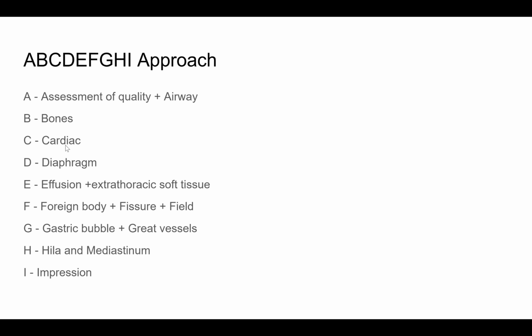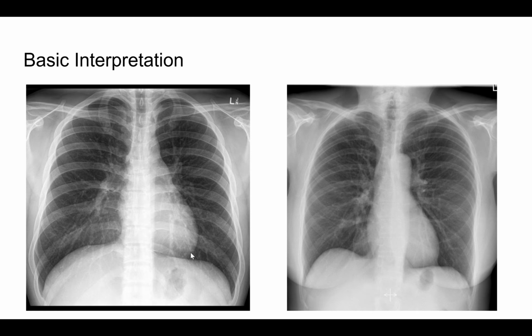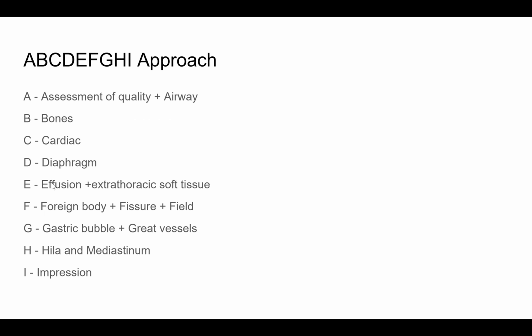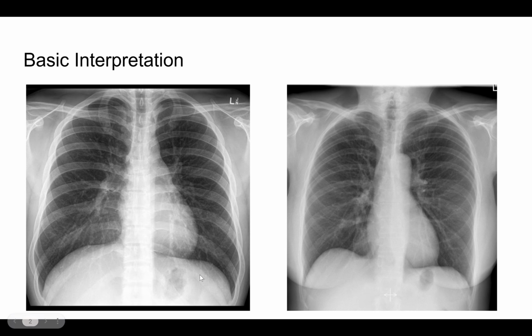Then there is the cardiac shadow. We see if there is any cardiomegaly, if there is any abnormality seen. Then there is the diaphragm. We see if this diaphragm is smooth, if it is normal in shape, if the difference between the right and left side of the diaphragm is abnormal. Then we have any effusion or extrathoracic soft tissue issue. Effusion can be seen here at the costophrenic angles. The extrathoracic soft tissues can be seen at the shoulder, the neck, wherever parts are visible, the abdomen.